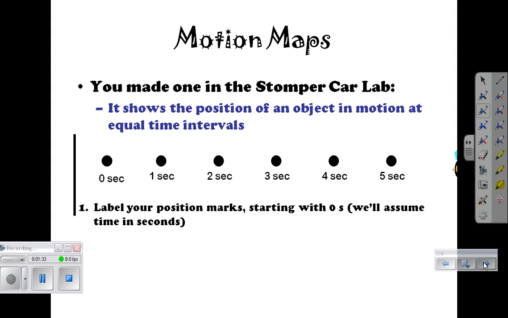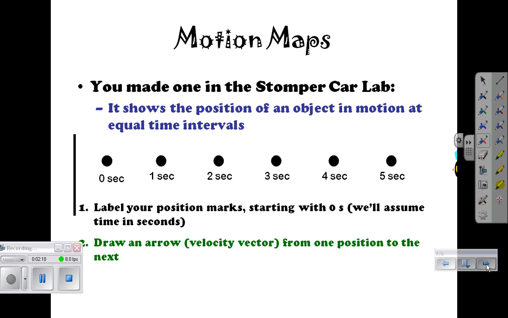And that first dot should always be 0 seconds rather than 1. It is at this point right here when we begin caring about the motion of the car. It's when we begin paying attention to where the car is and, for that matter, when the car is. So that's why we always start with 0.